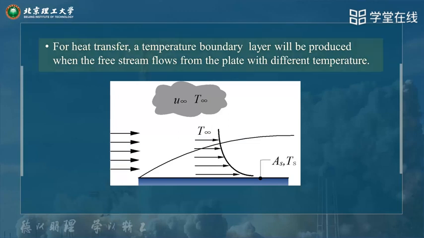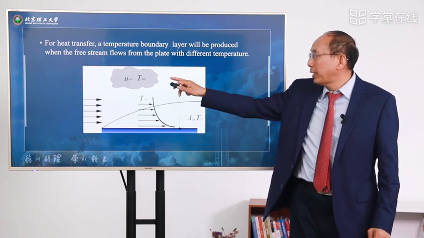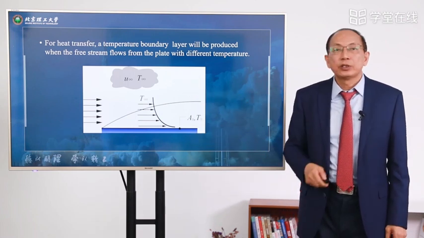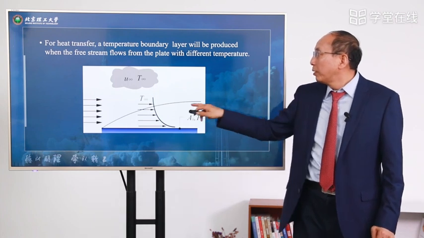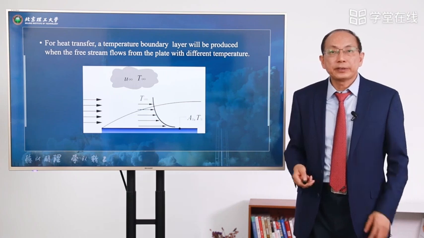For heat transfer, a temperature boundary layer will be produced when the free stream flows over a plate with a different temperature, like this. The Ts is not the same as T infinity. So a heat transfer layer will happen.